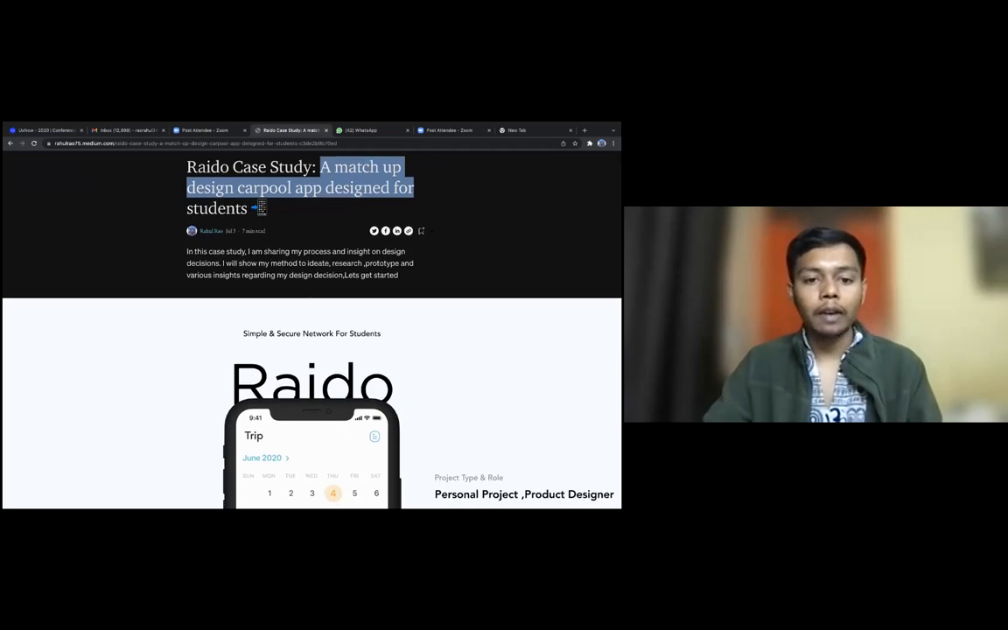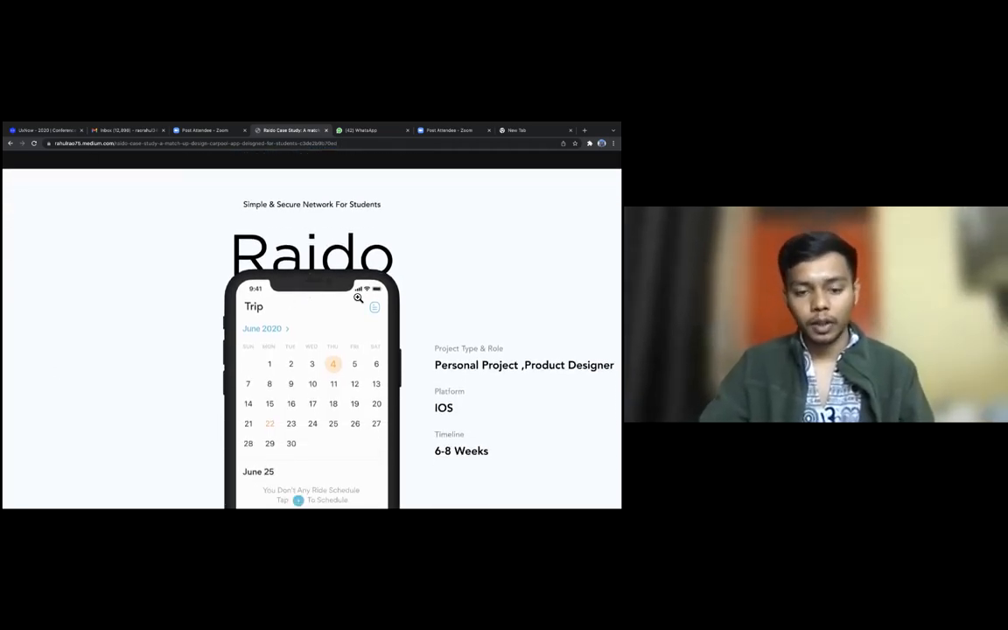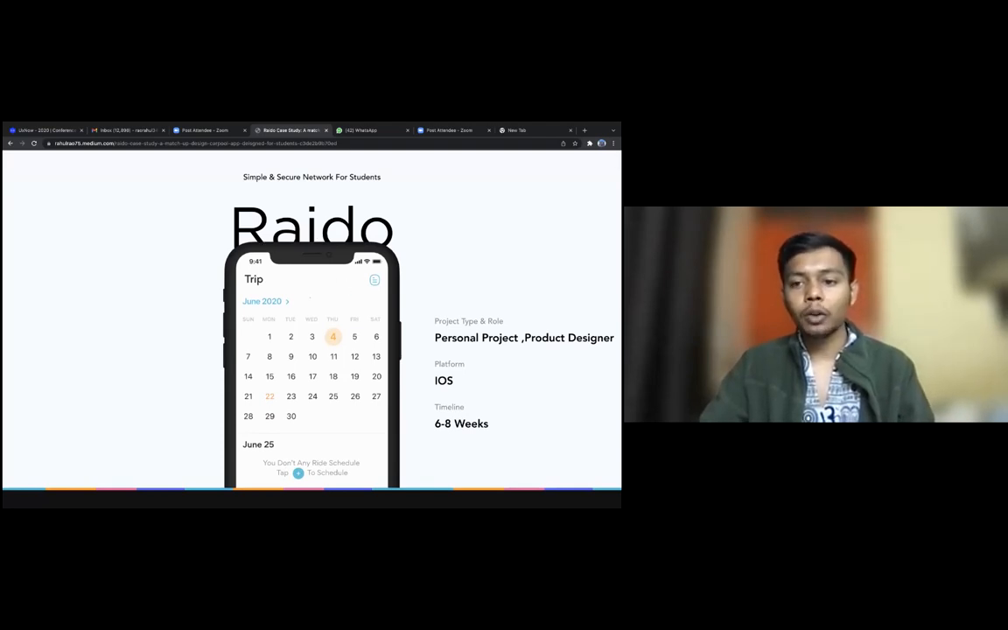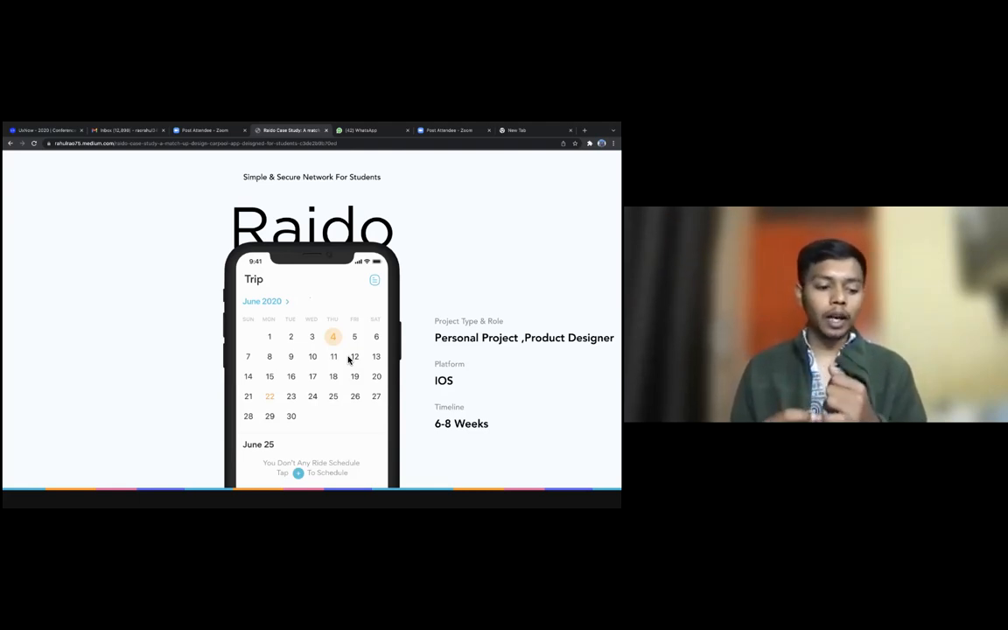I have given a big thumbnail, or a big background image, to mention my project type, my role, which platform I designed for, and the timeline. And if you have something on your mind, or have been working on something, try to make those case studies or projects suitable for the web and also suitable for iOS.